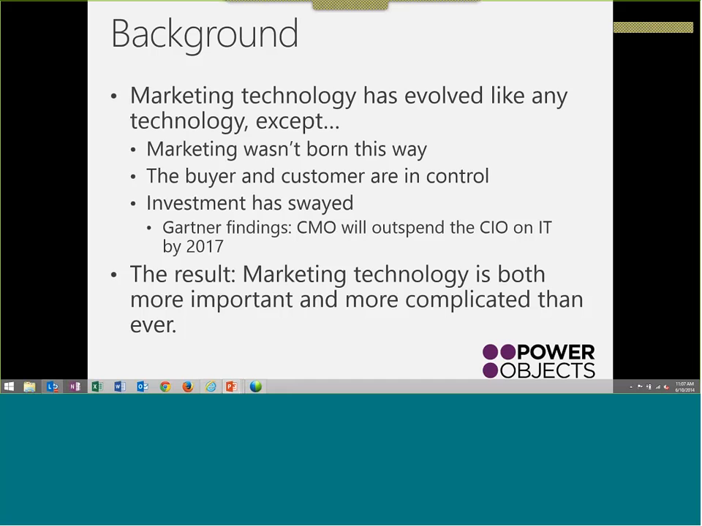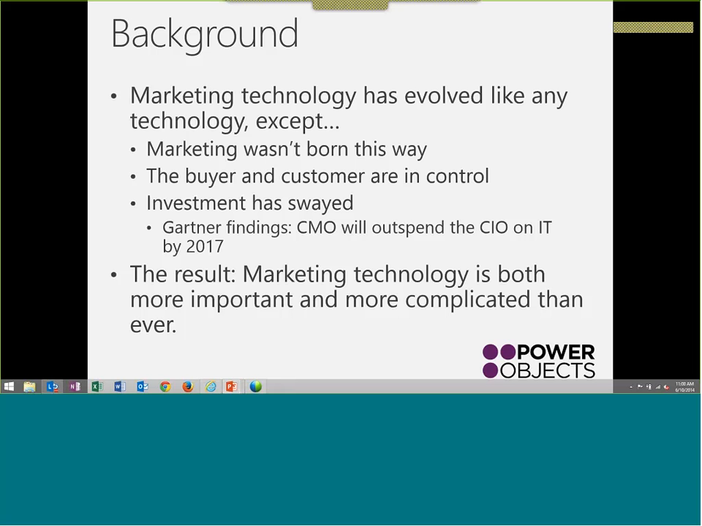As a result of those two things, investment has really swayed. Many of you are probably familiar with the findings that Gartner put out a couple years ago, that the CMO will outspend the CIO on IT by 2017. So, simple fact that marketing technology is where a lot of investment is going. The stakes are pretty high for both making the right choices and understanding the options that are out there, so you can plan for the future of investment and the future of your strategy. As a result, marketing technology is more important and more complicated than ever before.